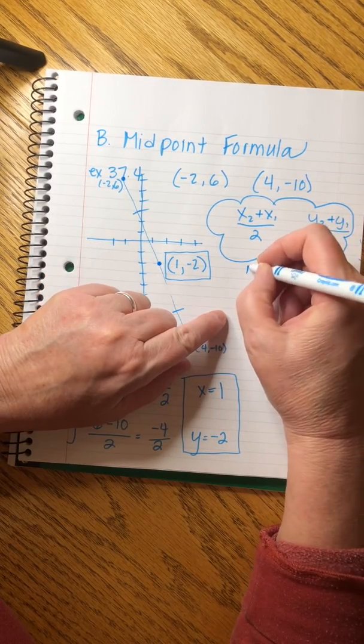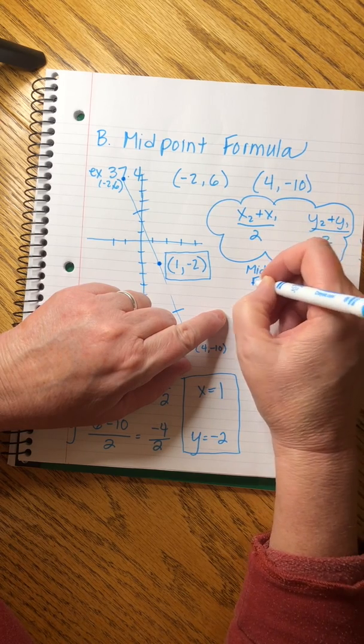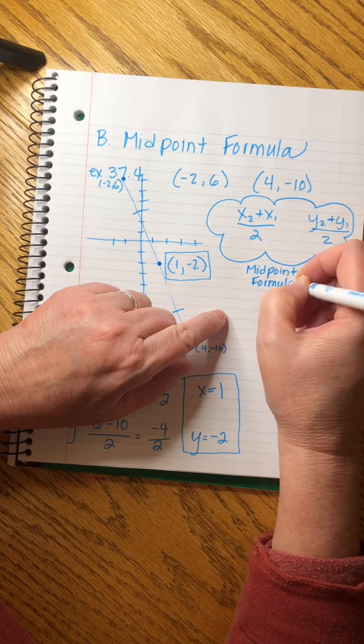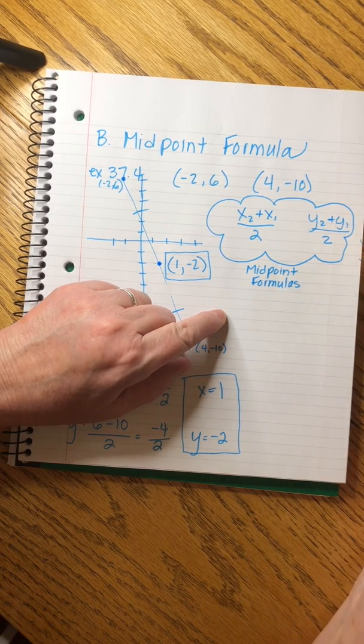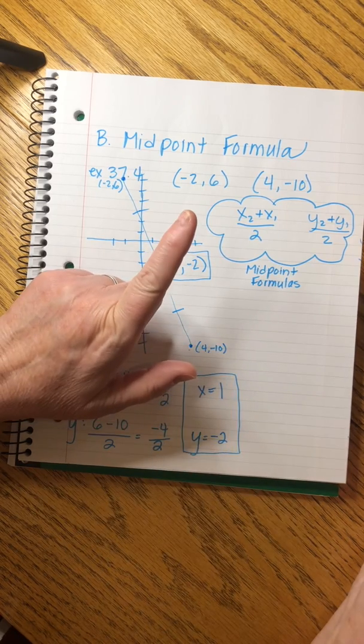These two are called the midpoint formulas, and I want you to take a minute right now to add them to the back of your book. The distance formula should always already be back there. Make sure you do that.